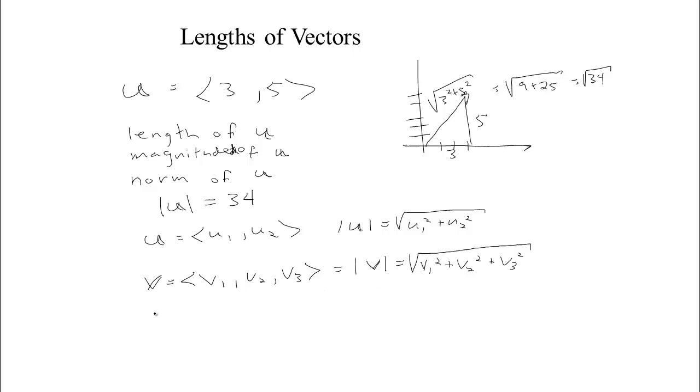Something kind of cool about the length of a vector is that if you divide a vector by its length, then the length of that new vector is 1. So if we scale a vector by 1 over its length, then you get a vector of length 1. A vector of length 1 we call a unit vector.